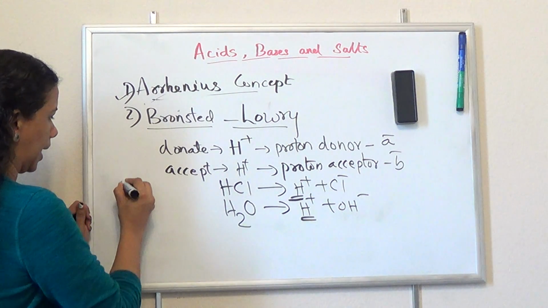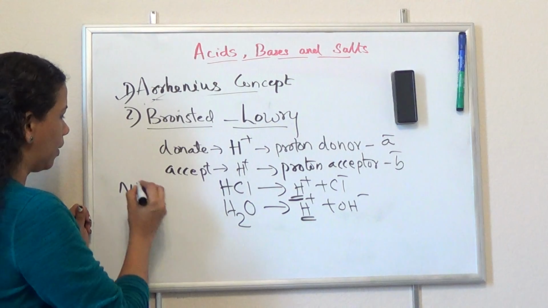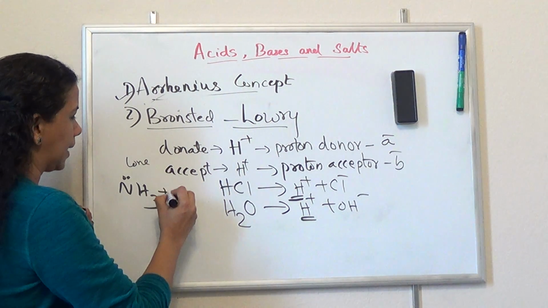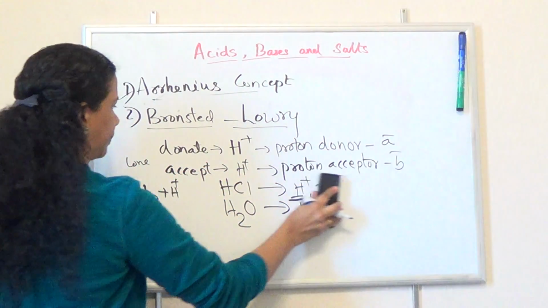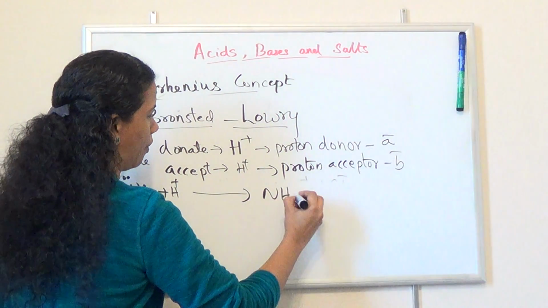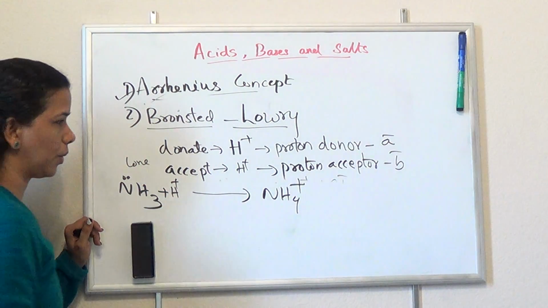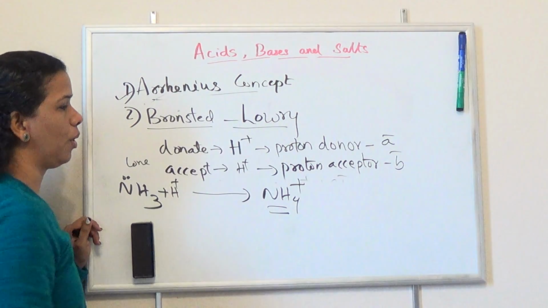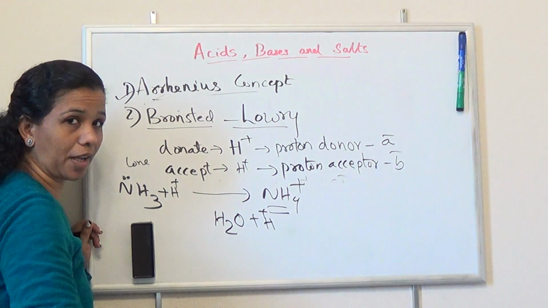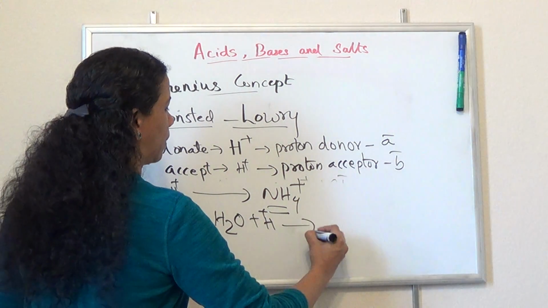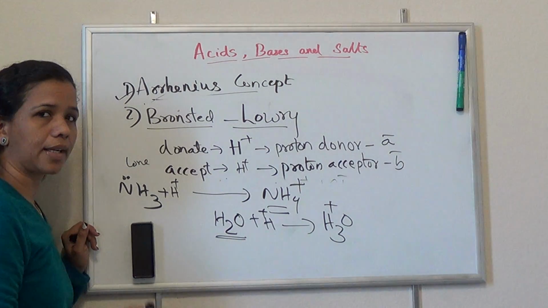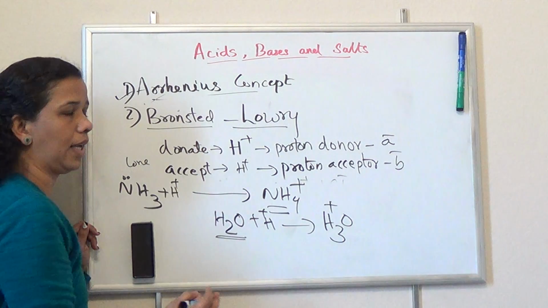Then bases, NH3. We know that due to the presence of one unshared pair of electrons, that is called lone pair, it can accept H plus ion. So NH3, due to the presence of lone pair, can accept H plus ion and form NH4 plus. So this is considered as a base according to Bronsted and Lowry. In the same way, water can also accept H plus. Water can donate H plus and water can accept H plus and form hydronium ions. So water at the same time can act as an acid or a base according to Bronsted and Lowry.